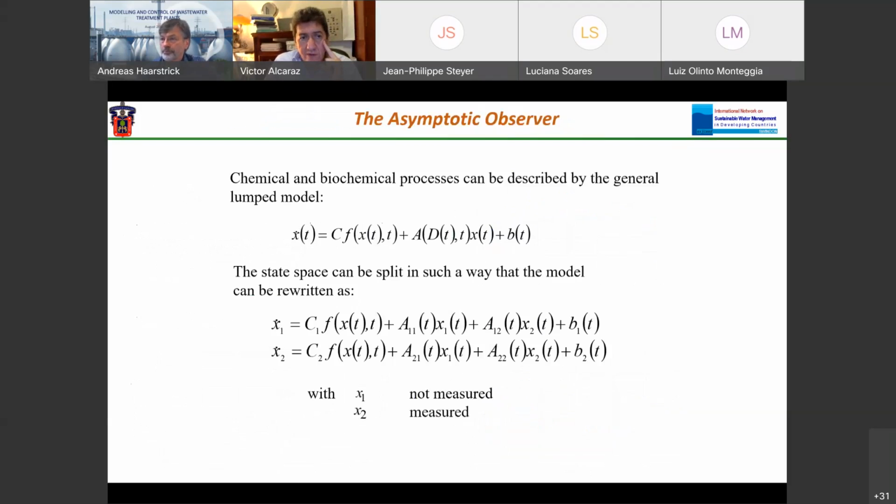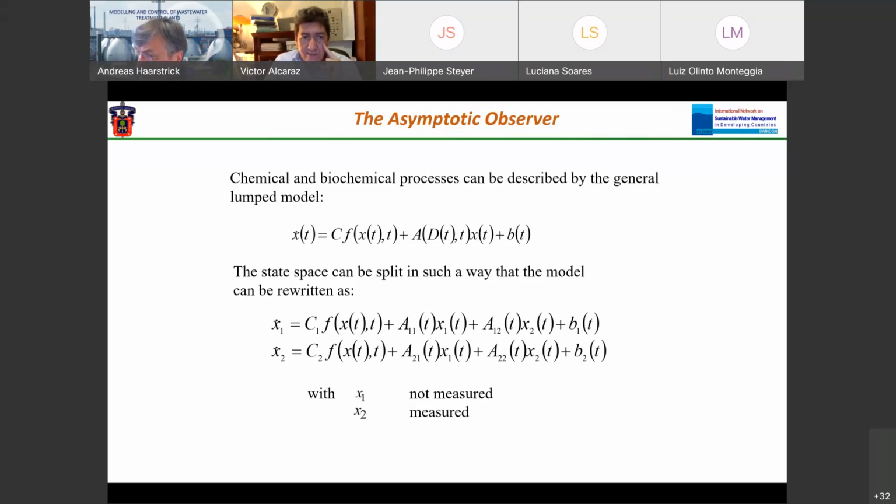Now I want to describe another observer, which is fully independent of the knowledge of kinetics. It is called the asymptotic observer. For doing that, I recall that chemical and biochemical processes can be described by a general model, or a standard model, with the following standard form. The first part represents the nonlinearities, that is kinetics. In the middle, we have the terms that represent the linear part of the model. And the B vector contains process inputs and other state-variable independent terms.